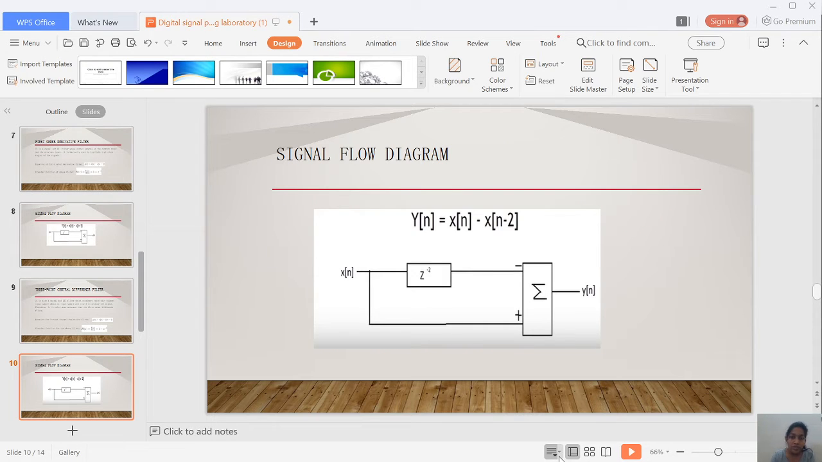So the signal flow diagram is like this. x of n is the input which we are taking, and it is delayed by z to the power minus 2. Here minus 2 indicates the 2 units of delay, and the output y of n is obtained by combining x of n and x of n minus 2.